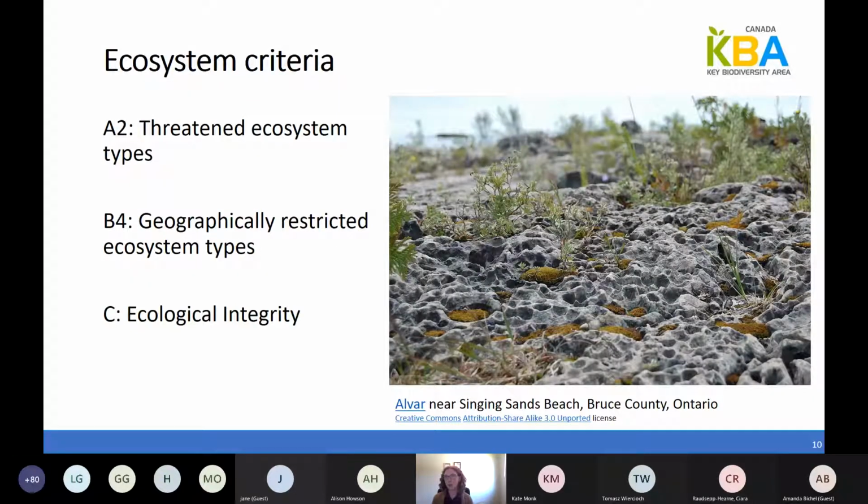So I also mentioned that we do have some other KBA criteria that we're not going to focus on. So we have ecosystem criteria, which are threatened ecosystem types, geographically restricted ecosystem types, and ecological integrity. While this won't be my focus, WCS Canada has just very recently hired a new KBA coordinator to focus on these ecosystem criteria KBAs. So Lucy Poley has joined our team, and she's going to be looking at these across the country and as well as in Ontario. So we're hopeful that she'll be able to designate some Ontario KBAs under these criteria as well.